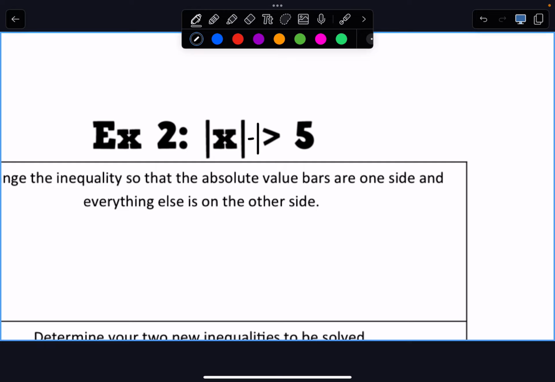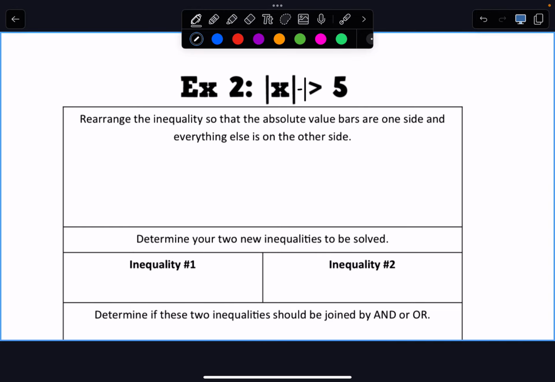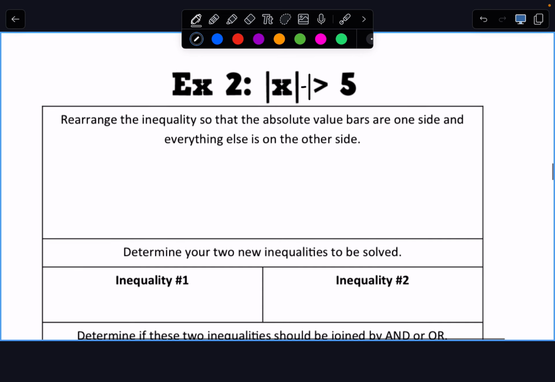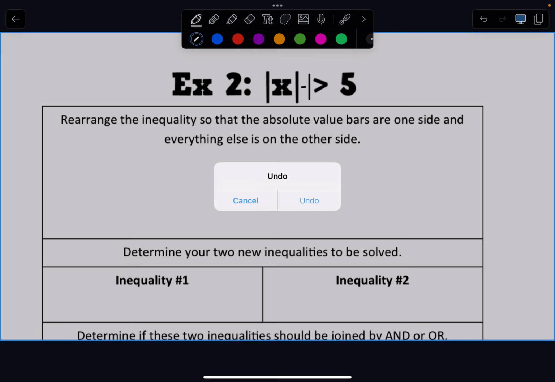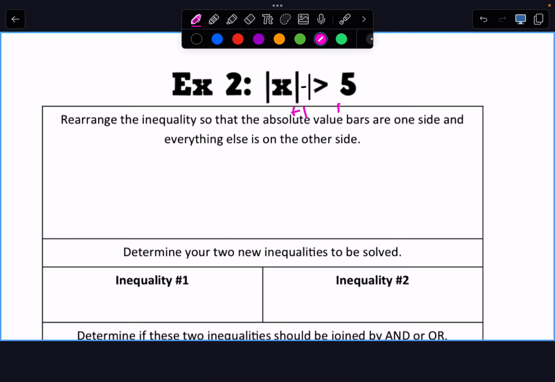Looks like that, right? You totally can't tell that I added in a negative 1, right? We have the absolute value of x minus 1 is greater than 5. Do you agree? Okay. Is the absolute value by itself? No. What do we need to do to both sides in order to get the absolute value by itself? We need to add 1 to both sides. So if we add 1 to both sides, we have the absolute value of x is greater than 6.